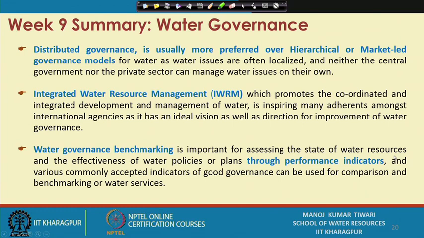The different governance models were also discussed, where distributed governance is usually more preferred over hierarchical or market led governance for water issues, because the issues are often more localized. Hierarchical governance, which takes a top down approach, makes it very difficult for central agencies to manage local issues, and market led governance relies more on market principles or involves the private sector. So, that has its own limitations, and those are the issues related to such governance models.